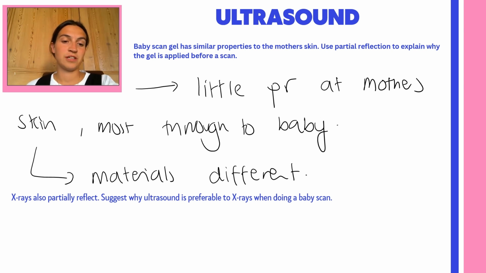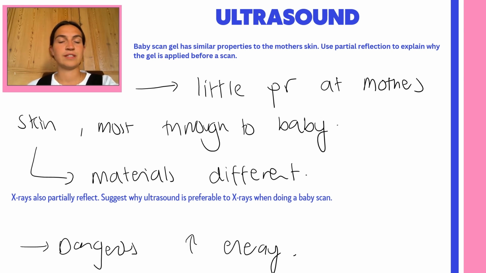X-rays also partially reflect, suggest why ultrasound is preferable to X-rays when doing a baby scan. Okay, so the most obvious thing is obviously the danger of X-rays. So X-rays are more dangerous. Why? Because they are higher energy waves, and there's more on that in the later topics.